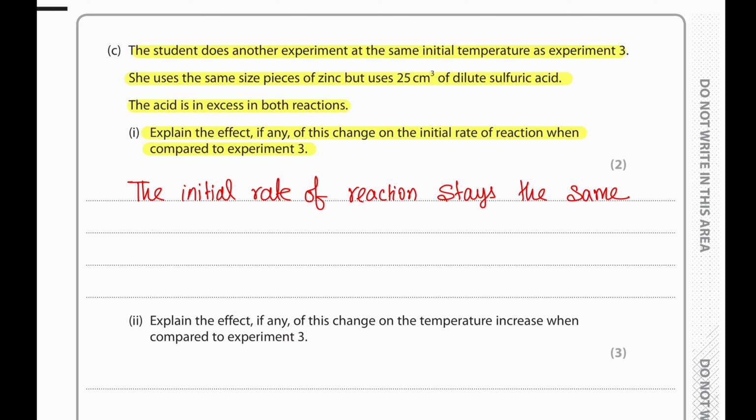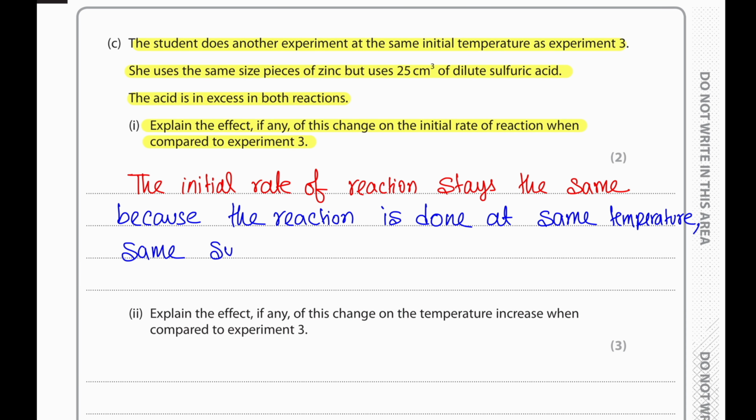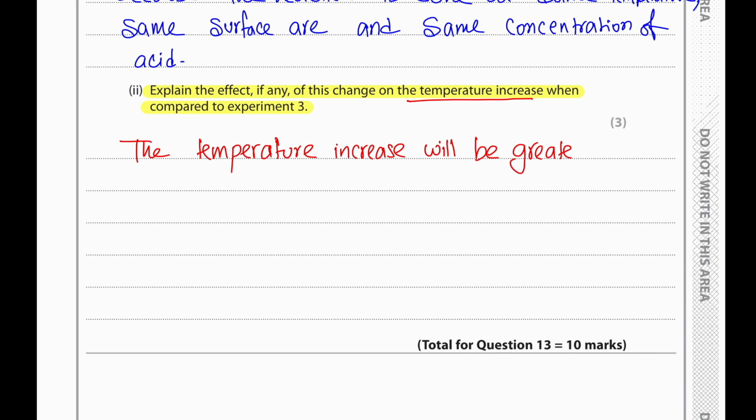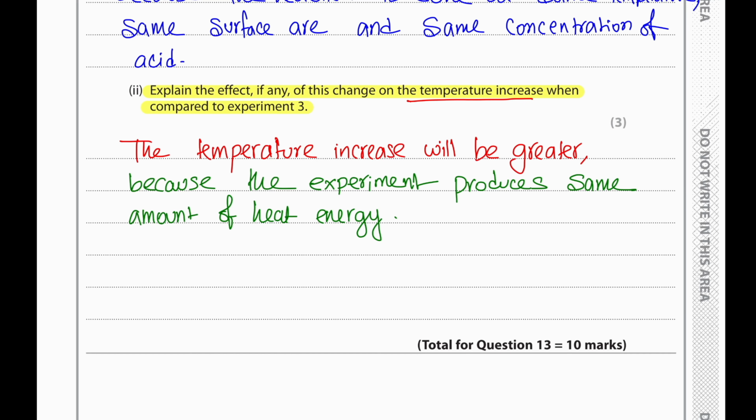The main reason for this is the reaction is done at the same temperature, and even the zinc pieces that are used have the same surface area, and the acid that is used has the same concentration. Explain the effect, if any, of this change on the temperature increase when compared to experiment 3. The temperature increase in this experiment will be greater because the same amount of heat energy is released. However, the volume of water is less. The volume of solution of the acid is less. So it will be much easier to heat it up to a very high temperature.